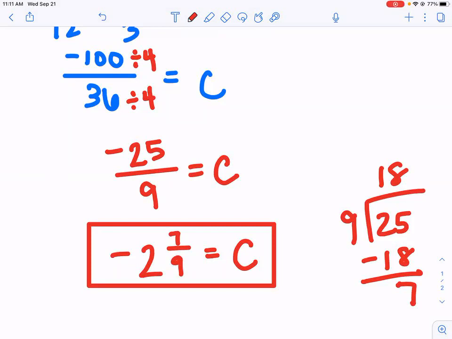So 9 goes into 20. Oh, good golly, Miss Holman. No wonder you were looking at me funny. 9 goes into 25 2 times. 9 times 2 is 18, so we have a remainder of 7. So we have 2 and 7 ninths. Oh, so we divide 4 over. We get 25 over 9.